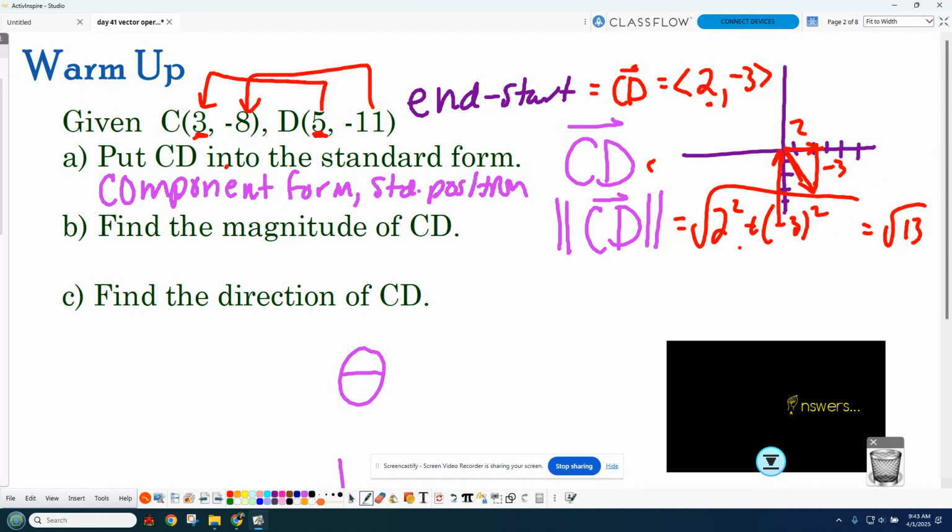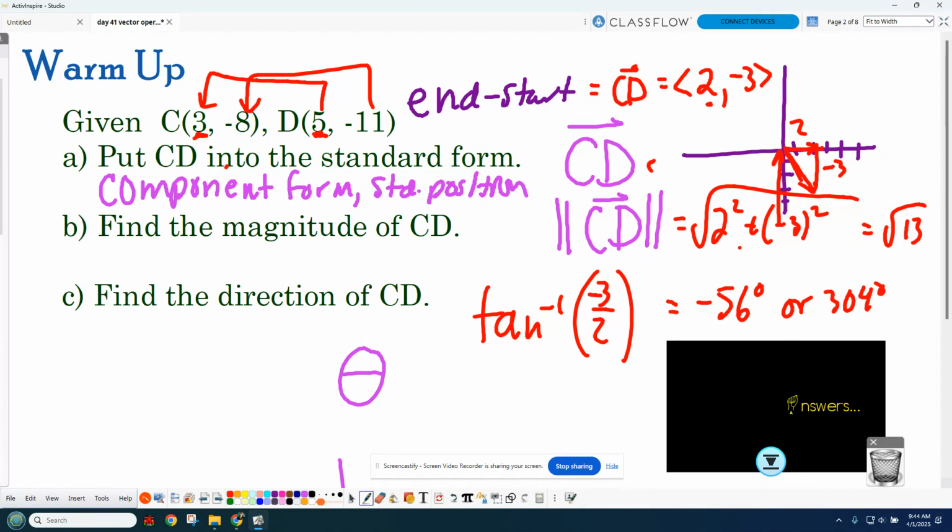Okay, do you remember how to find the direction? Yeah, tan inverse. Tan inverse of what? Negative 3 over 2. The y over the x. Chloe, did you get an answer? You don't have a calculator out. Lexi, do you? I got negative 56. Okay. Do you agree? Did you check it? Yeah. Okay, so tan inverse gives negative 56, or 304. I didn't specify how to give the answer, so you would both be right.